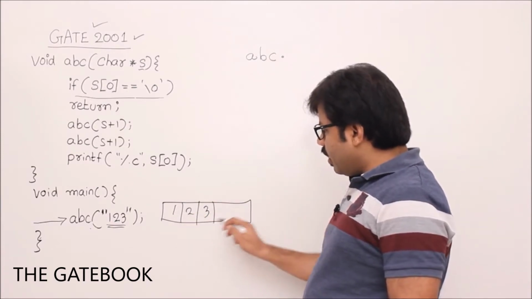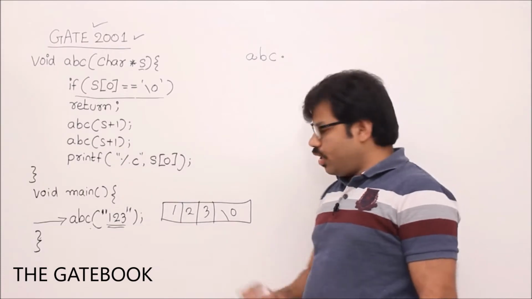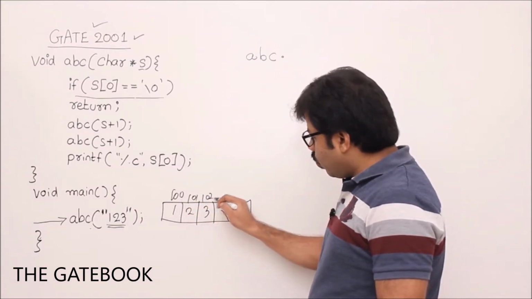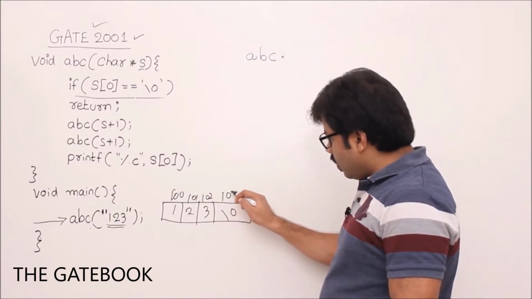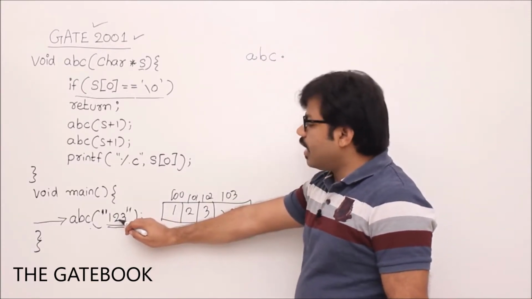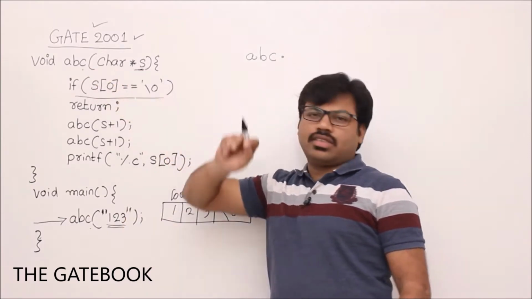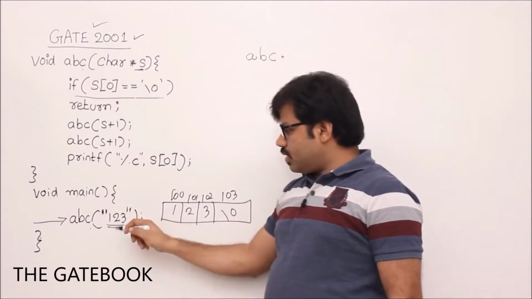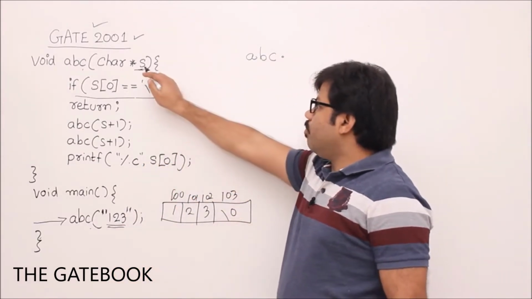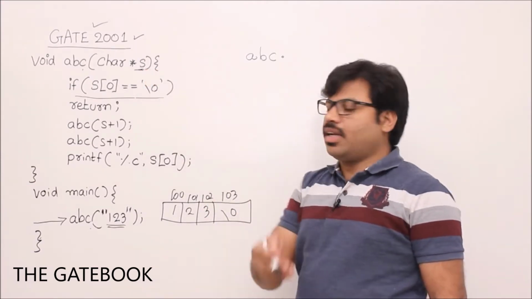The compiler automatically gives this kind of memory to you, and that is read-only memory. You can't modify it, we know that, right? The memory addresses are 100, 101, 102, 103. Then the starting address of this string will be passed to this ABC's local variable s. Understand, whenever we pass a string to a method, the starting address will be passed. Now s is ready to take that starting address because s is a character pointer.